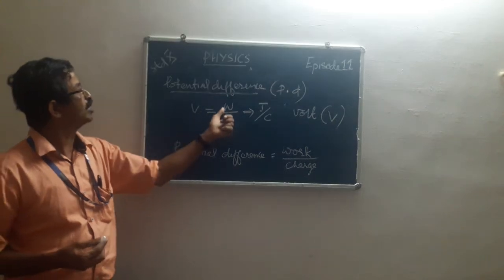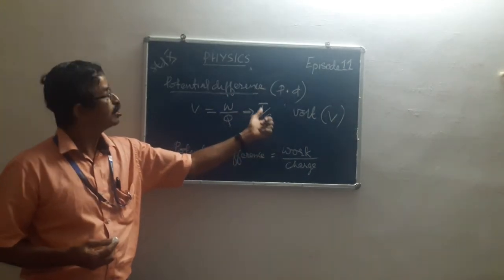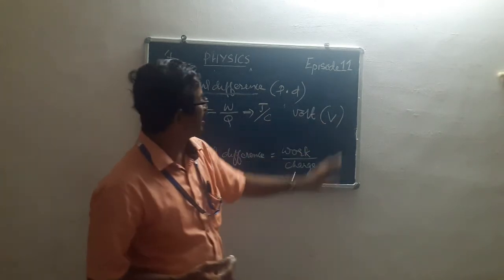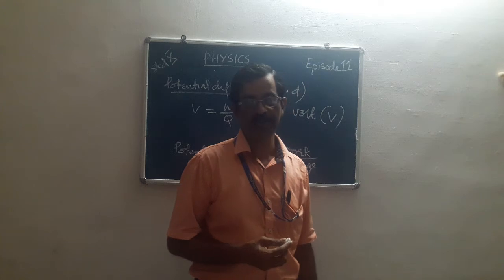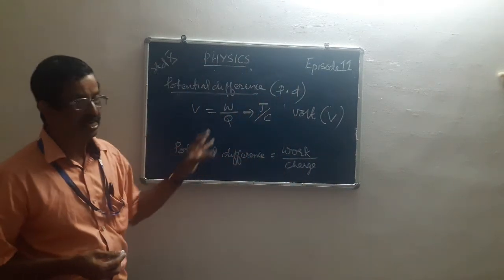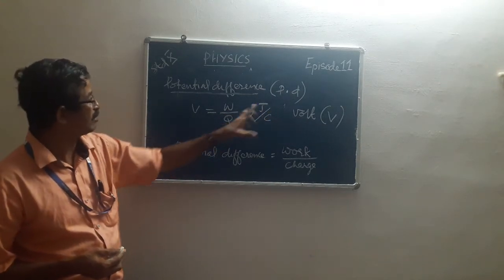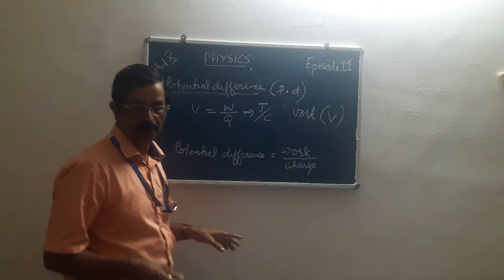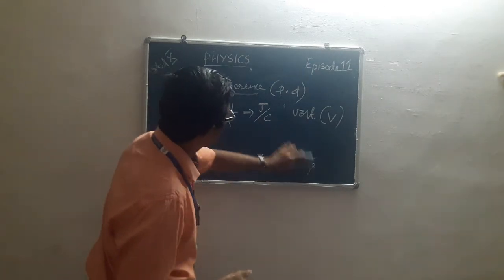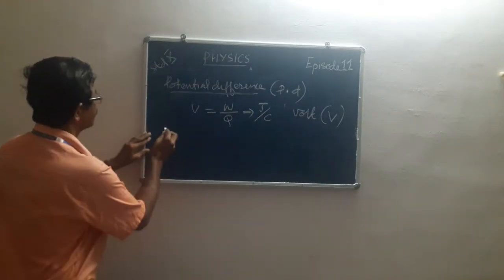V is equal to W by Q, or joule per coulomb. Joule per coulomb is the volt. It is named after Alessandro Volta. That means this unit name came from the name of Alessandro Volta. Now we want to define one volt. How much is one volt?